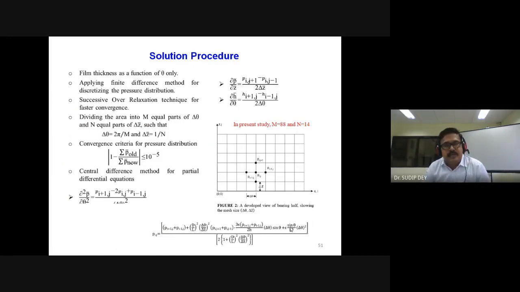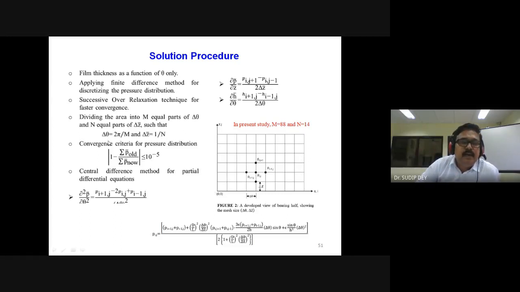Now, how will we do the solution? For the solution method, we will use the finite difference method, wherein we discretize the domain, because the domain is circular. The bearing surface is just like a plain cylindrical bearing, which is nothing but a cylindrical surface. If you open that cylindrical surface, the envelope will become a rectangle. We discretize that rectangle into different grid points, with mesh sizes del theta and del z. One is the theta direction, another is the z direction.